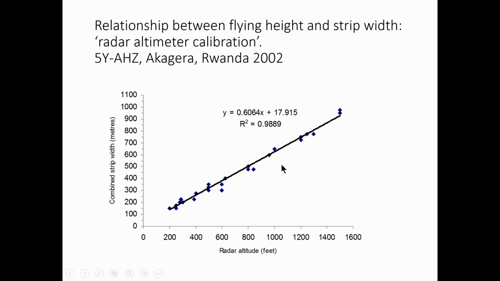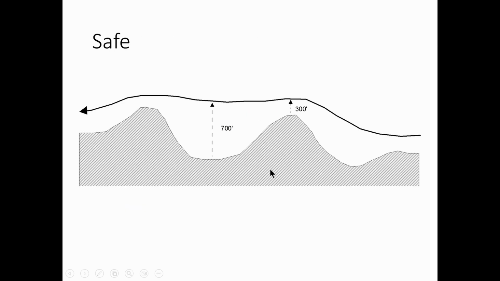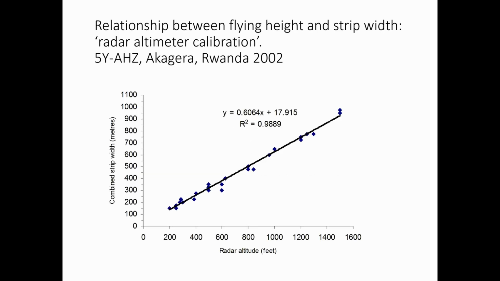So in hilly environments, it's very important to have this radar altimeter calibration. And if you aim to cover the hilltops at about 300 feet, you're not going to get down into the valley. The plane will not climb up the other side. It will impact the valley wall on the other side, which is what you don't want. And you have to take compromises along the way of increasing and decreasing that flying height. Hence, you need a fairly wide-ranging strip width calibration if you are in hilly country.